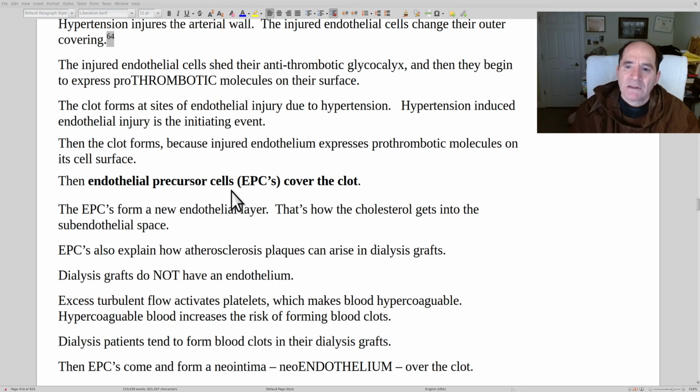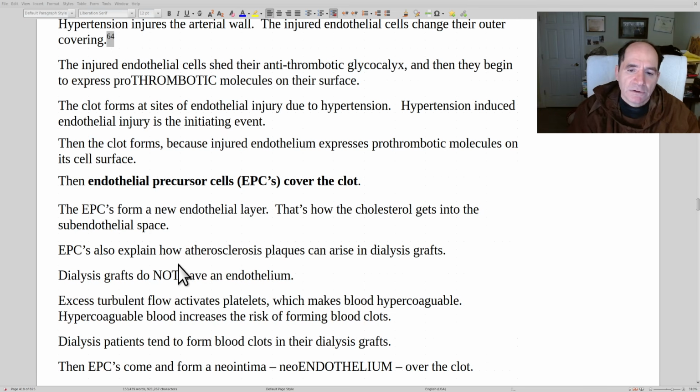And here's something that most doctors don't know. You've got EPCs that cover the clot. EPCs are endothelial precursor cells. As you get older, you'll have fewer endothelial precursor cells. You'll also have less capacity of the endothelium to produce nitric oxide. So the significance of that is as you get older, you get more fragile. Normally these endothelial precursor cells are floating around, they see a clot, and they cover it up. They jump on top of it, and once they do, they form a new endothelium over it, and thus the clot has now been put into a subendothelial location. So they make a neointima. And that's how cholesterol gets into the subendothelial space.